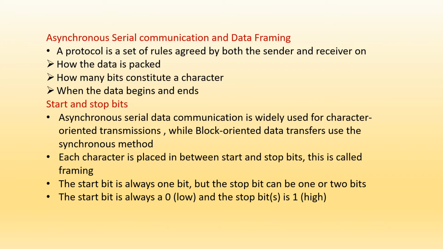In asynchronous serial data transmission, which is a character oriented transmission, each character is placed between the start and the stop bits. A single character is placed between the start and the stop bit. This is called framing. The start bit is always 1 bit, but the stop bit can be 1 or 2 bits.